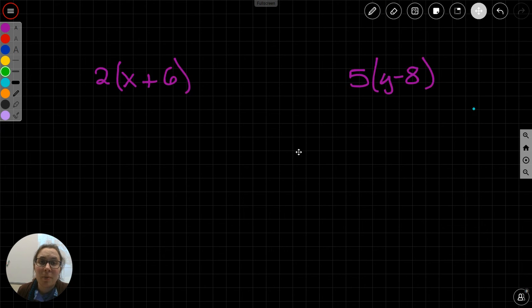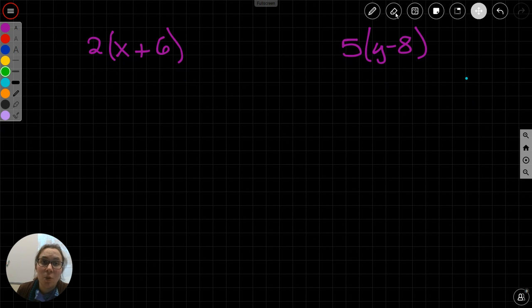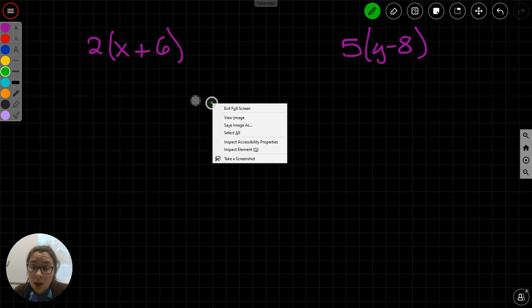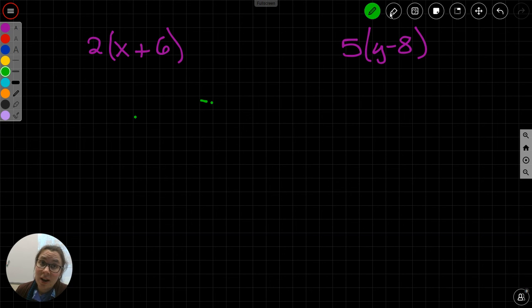We're going to use the distributive property a slightly different way here. We're still going to be distributing our numbers, but we're going to be doing it with variables. Now, looking at this, you see 2 times x plus 6. And you're going to want to say you have to do what's in the parentheses first. And while that's true most of the time, there really isn't anything we can do here. We don't know what x is.